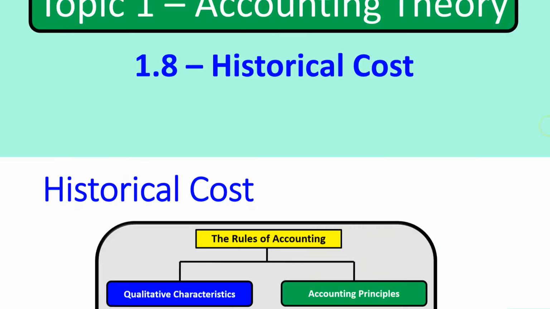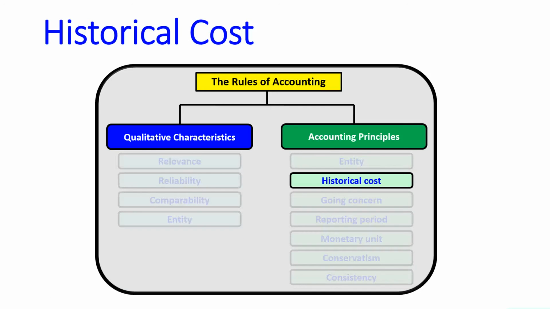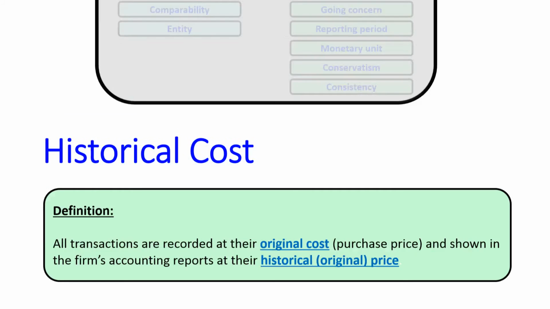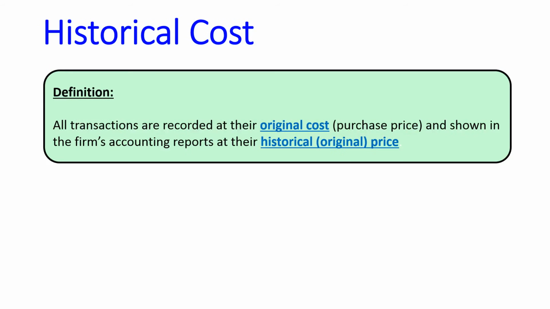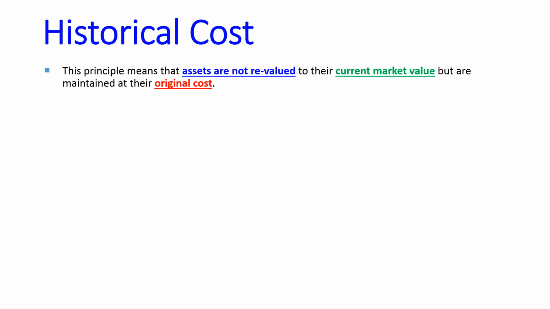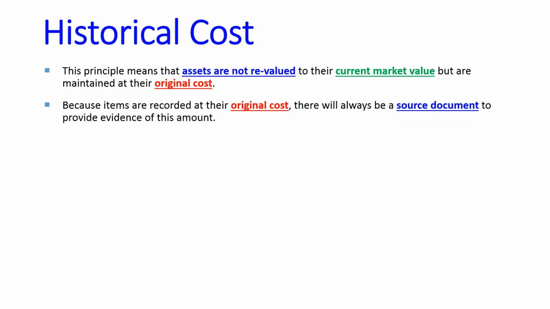The historical cost principle is really closely related to reliability, which we looked at as a qualitative characteristic. Its definition is all transactions must be recorded at their original cost and shown in the firm's accounting reports at the historical or original price. This principle means that we never revalue assets to their current market value, whether up or down. It doesn't matter. We always keep them at their original cost.